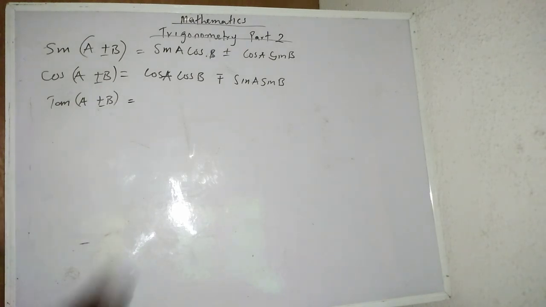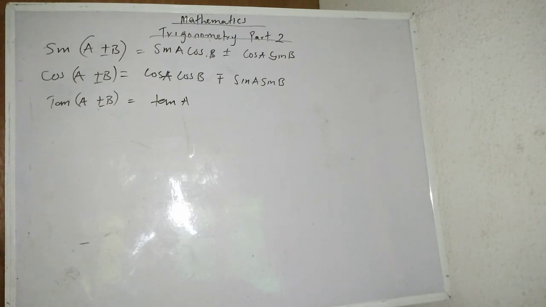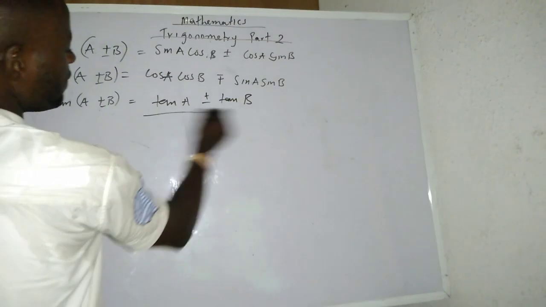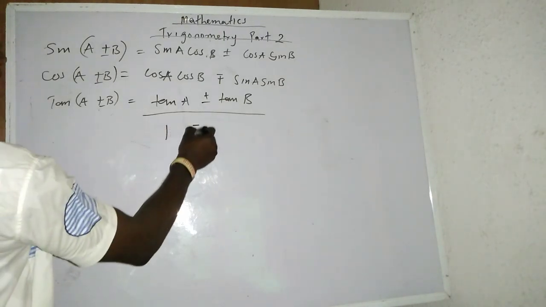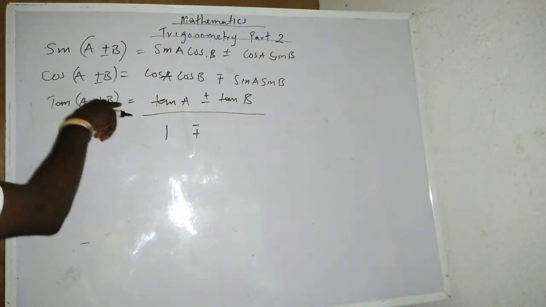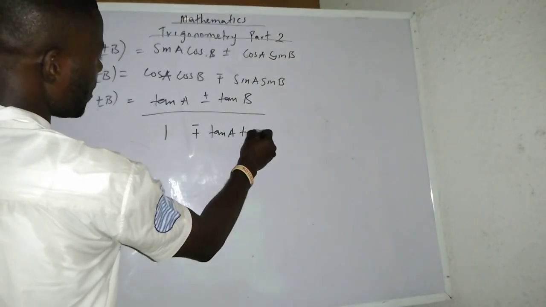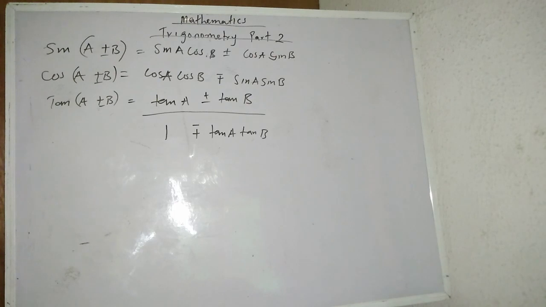And the last one, which is tan. My tan is always very complex. Anything about tan, you have to be very careful. My tan will give us tan A plus or minus tan B divided by 1 minus plus tan A tan B. It means minus will be down if it is plus up. That is all about compound angle.